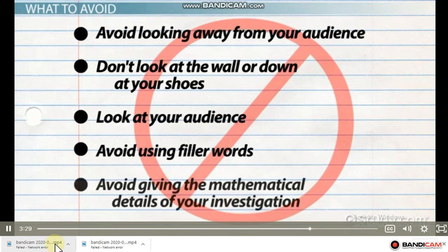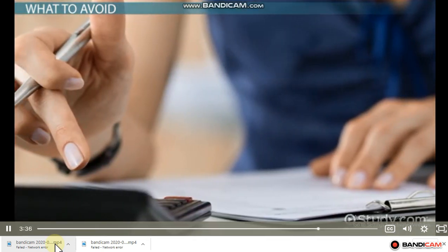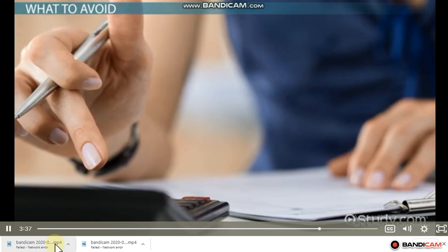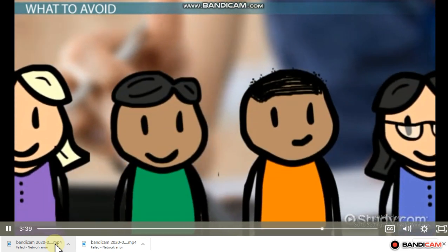You should also avoid giving the mathematical details of your investigation. Most people don't want to see the 2 pages of calculations you did to find your answer. They just want to know what you found.